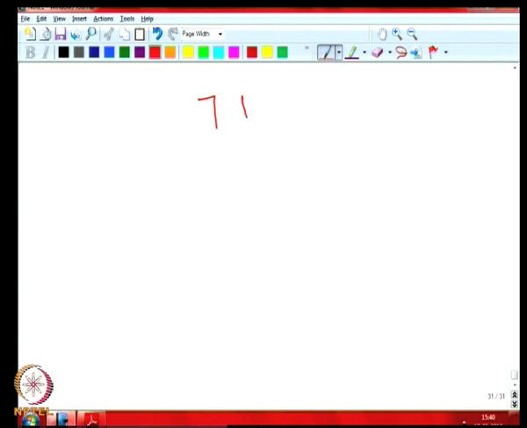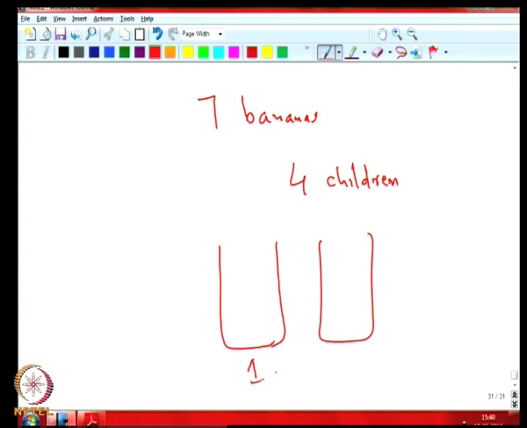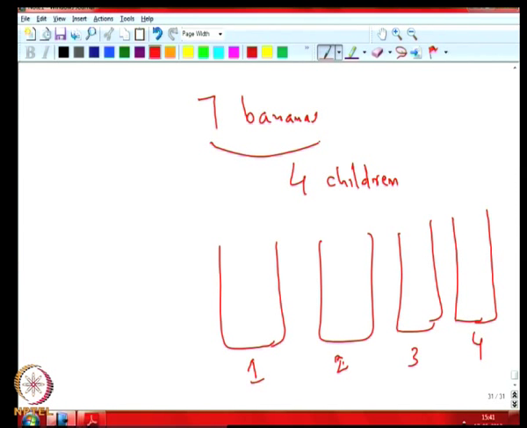But first question, 7 bananas should be given to 4 children, right. Now, each child can be thought of as a container or box, like child 1, child 2. So, I am using the previous problem to map this one too. So, this is 4 children, and then 7 bananas, but the only thing is we have to make sure that all of them get at least one.